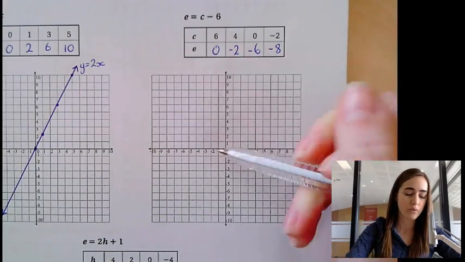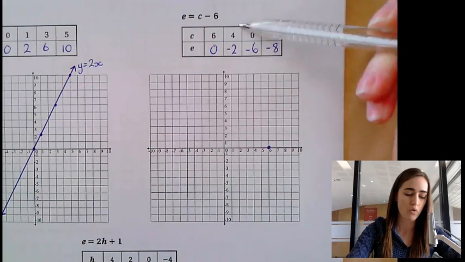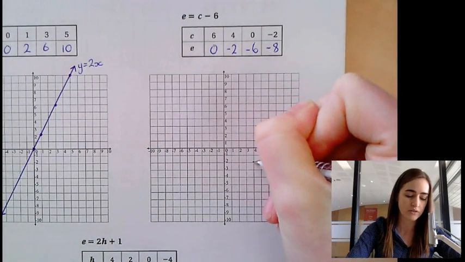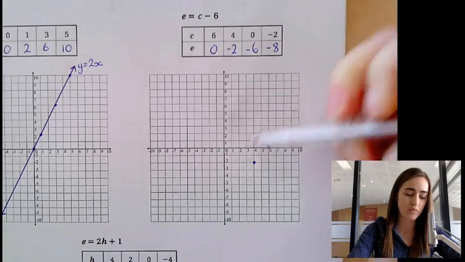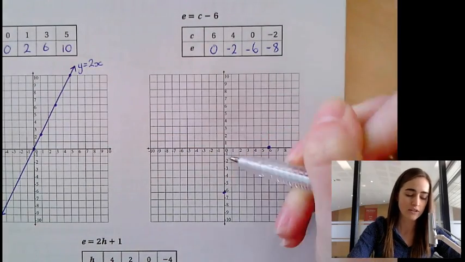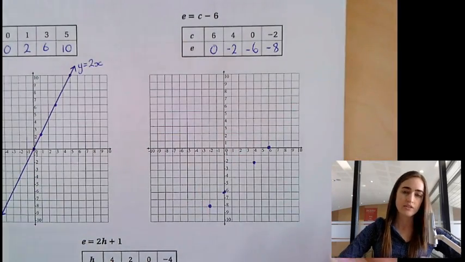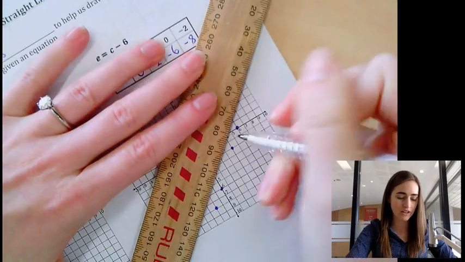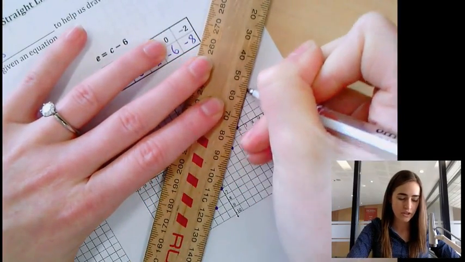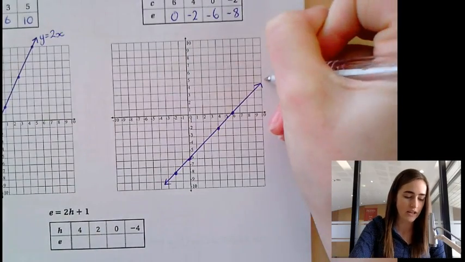So plotting those 4 points, we've got 6, 0 would be here. We've got 4, minus 2. We've got 0, minus 6, so that's down here. And we've got minus 2, minus 8, down here. So again, those do line up in a straight line. We'll join them together. Arrows on either end, and then our equation as well.